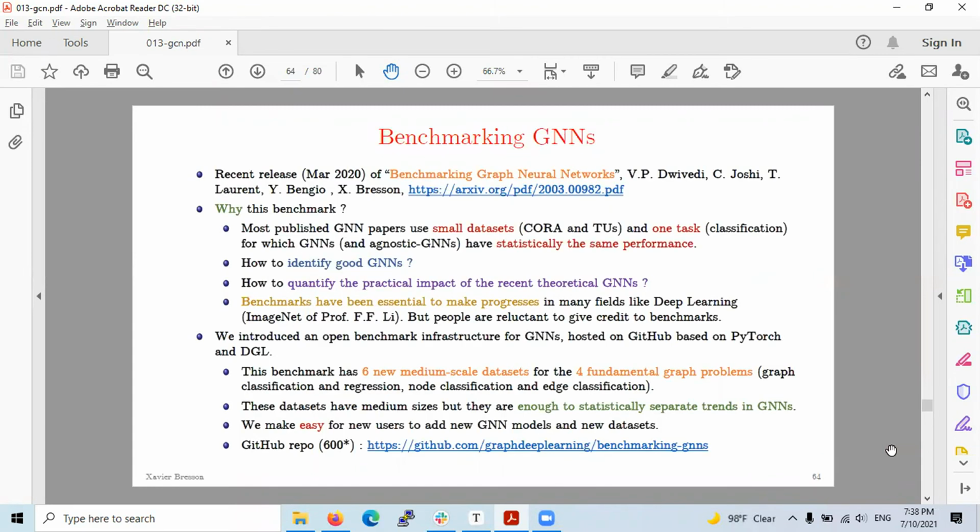He says that currently there is no proper way of benchmarking the graph neural networks being researched. So they have come up with certain techniques, certain standards for benchmarking. The professor and his research lab came up with 6 new medium scale data sets and also 4 fundamental graph problems: graph classification, graph regression, node classification, and edge classification.